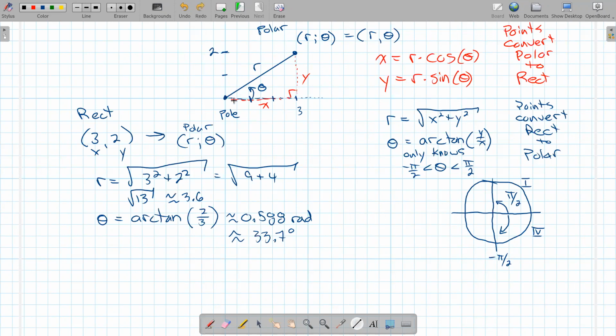And then as for its length right here, well, x is longer than y, so the radius has to be the longest side here, so it's got to be bigger than 3, so 3.6 seems reasonable in that picture. So I've just calculated that the rectangular point 3, 2 is equal to the polar point, or at least approximately, 3.6, semicolon, 0.58 radians. And so again, we can switch back and forth.